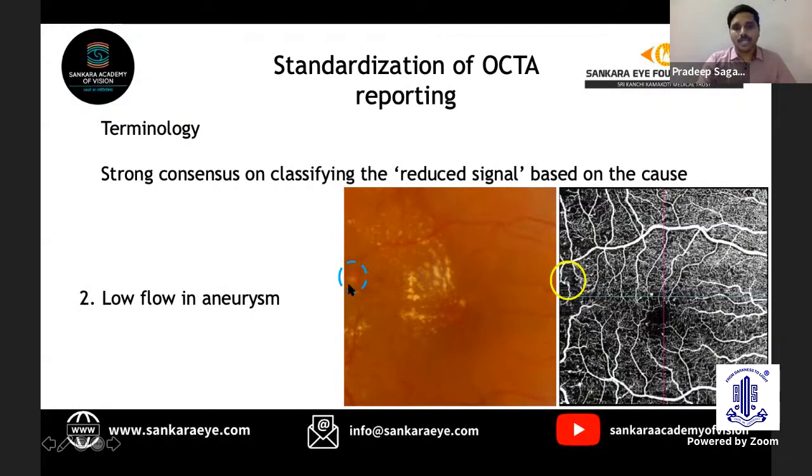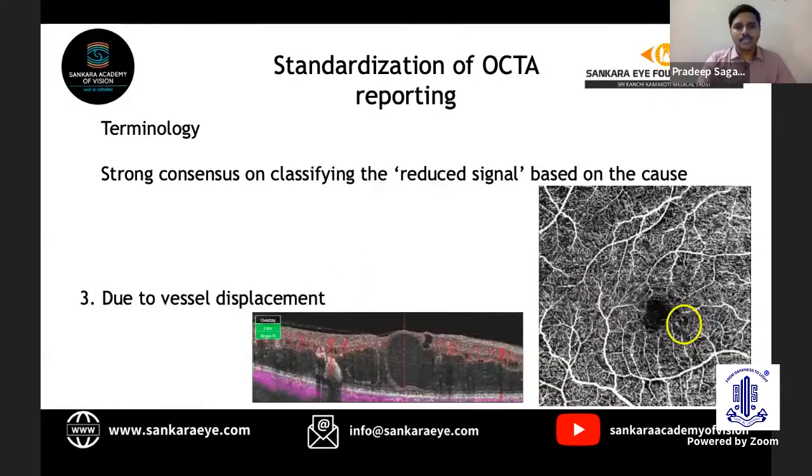So the reduced signal can also be due to a low flow, as I already mentioned. For example, within an aneurysm, here we can see that there is an aneurysm, and this area is seen as a reduced signal. The reduced signal can also be due to vessel displacement. For example, in cases with cystoid macular edema, due to the presence of this inner retinal cyst, we see an area of reduced signal. So it has to be classified separately.